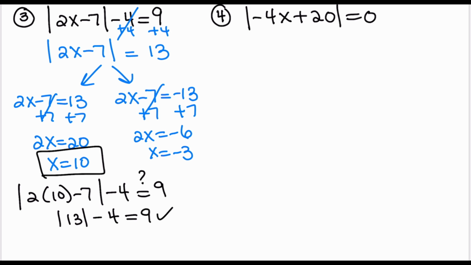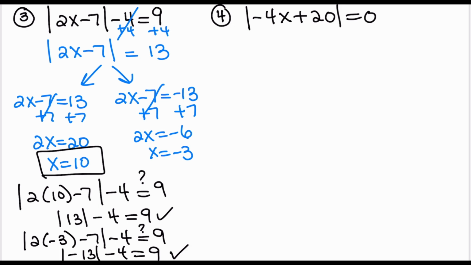Let's go ahead and substitute negative 3. The absolute value of 2 times negative 3 minus 7, minus 4. I'm checking to see if that is equal to 9. 2 times negative 3 is negative 6. Negative 6 minus 7 is negative 13. But the absolute value of negative 13 is positive 13. So 13 minus 4 is 9. So yes, in this case, both of these solutions work.